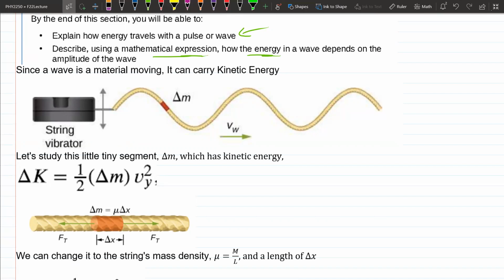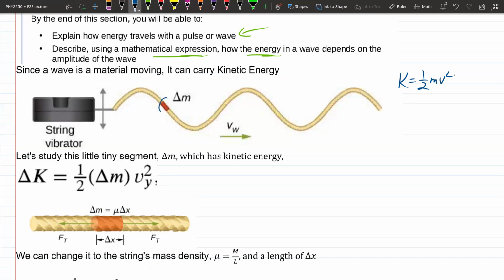Since something is moving up and down, whenever something moves, it has what type of energy? Going back to chapter 8. What kind? Kinetic energy, exactly. So kinetic energy, let me use the better color. Kinetic energy is 1/2 mv squared. So that's always the formula for kinetic energy.